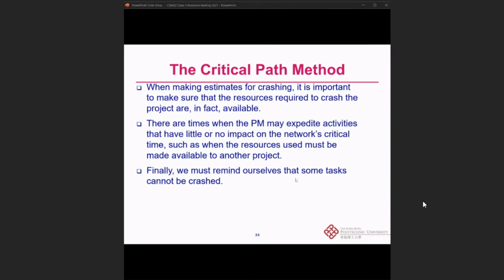And then when making the estimates for crashing, it is important to make sure that the resources required to crash the project are in fact available. Okay, some of the tasks or some of the equipment probably just aren't available. So some of the tasks maybe cannot be crashed. Okay, this is also very common. And there are also times when project managers may expedite activities that have little or no impact on the network's critical time, such as when the resources used must be made available to another project. And finally, we must remind ourselves that some tasks cannot be crashed. Okay, some of them just cannot be crashed.